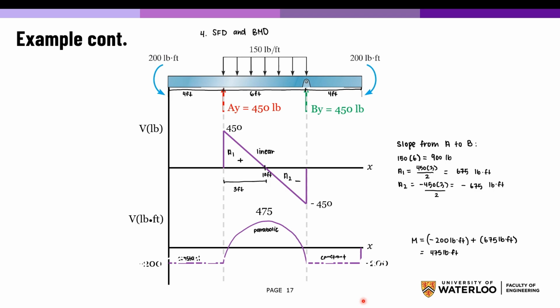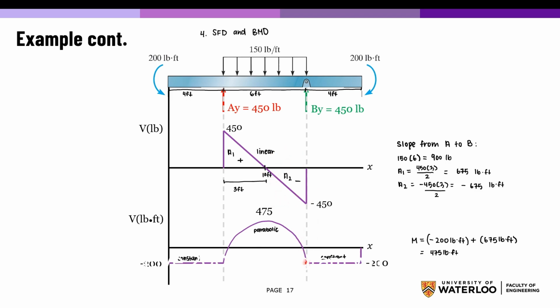For the bending moment diagram, we start with our externally applied counterclockwise moment, which produces a negative internal moment. This is constant until the distributed load. The first area is 675 feet above zero. Thus, it increases parabolically to our maximum 475 and goes down 675 due to the negative second area.